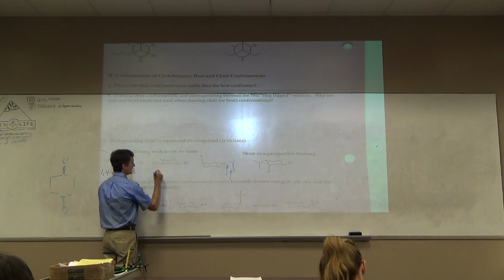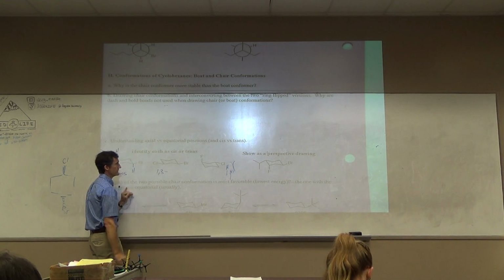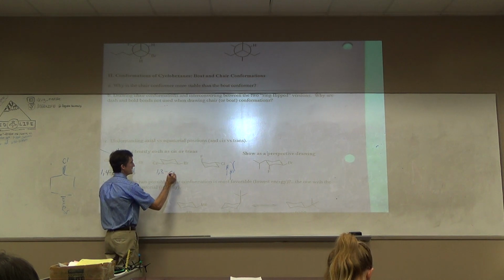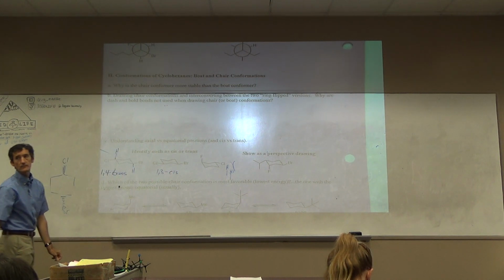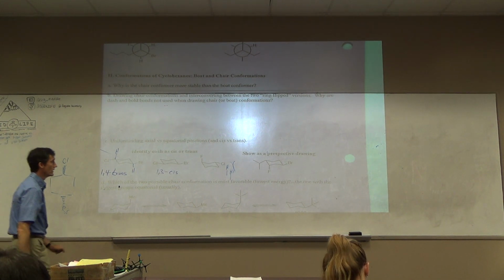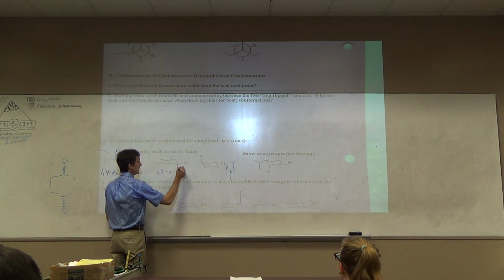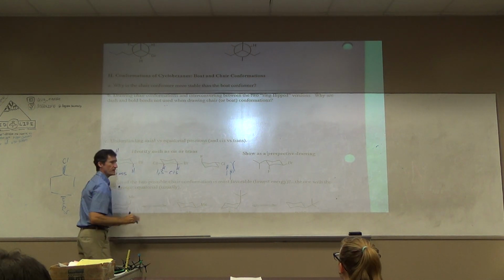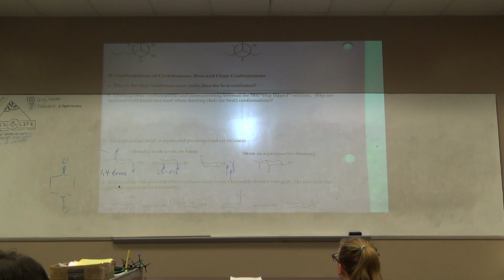This is 1,3. But is it cis or trans? Cis, yeah? Everybody see that it's cis? Why? Because this bromine is up compared to the H, and that chlorine is up compared to the H. They're both up compared to the H. They're cis.